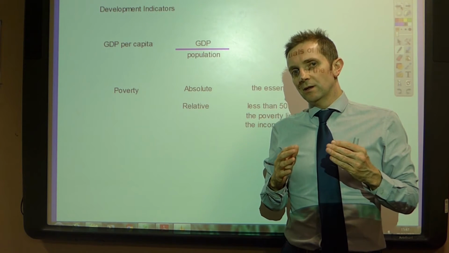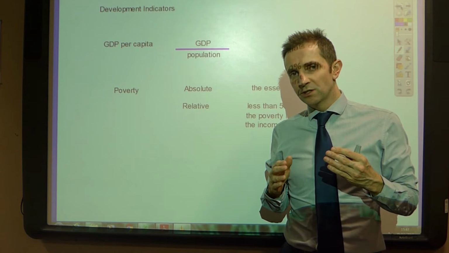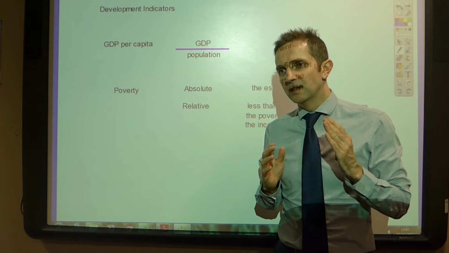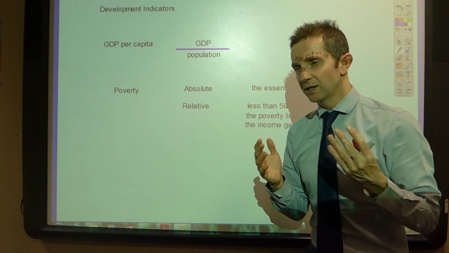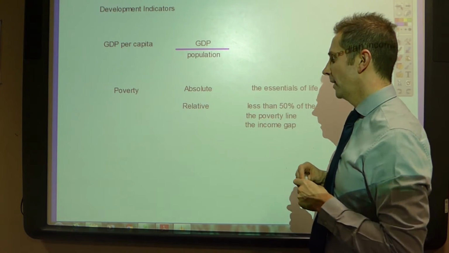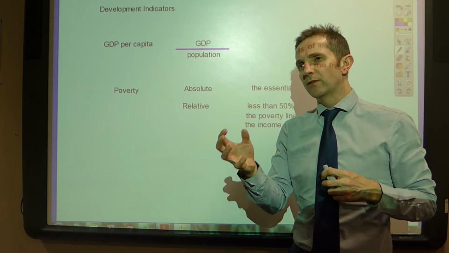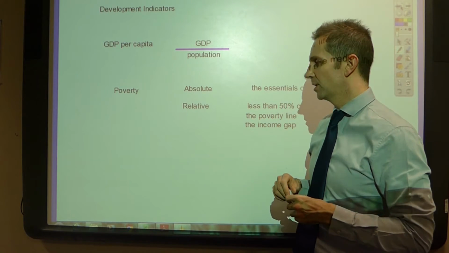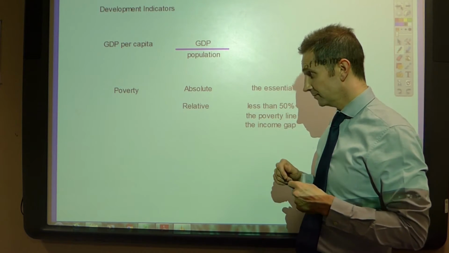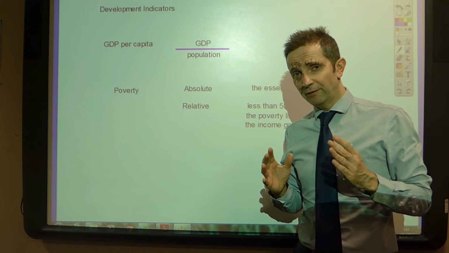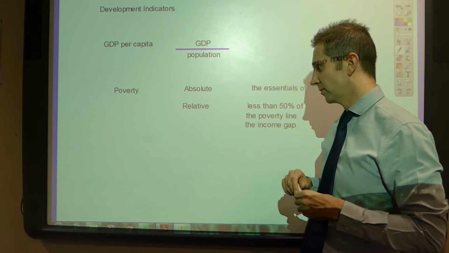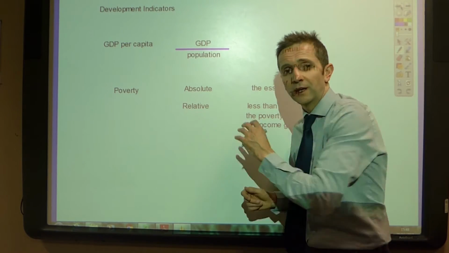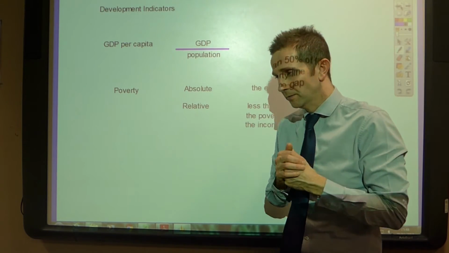Now, that tends to be associated obviously with the less developed countries in the world. But regardless of that, even in a country like Brazil, where we see pockets of poverty obviously in the favela in Brazil, where we have very, very poor individuals who will be living in absolute poverty. You can also be in a country, you can be in relative poverty.